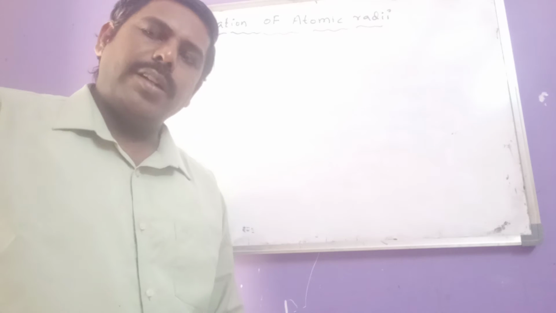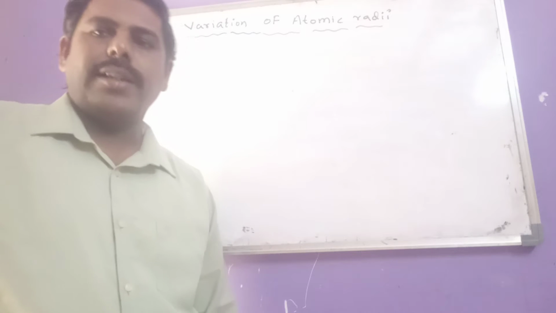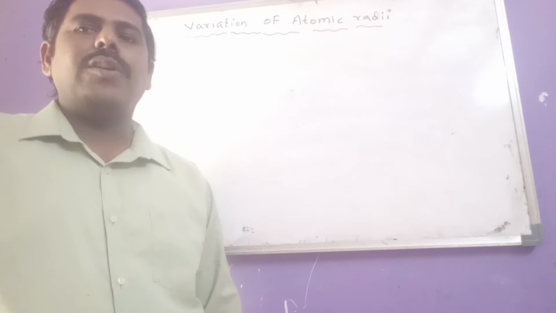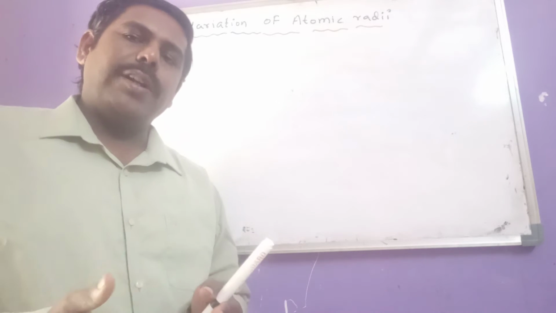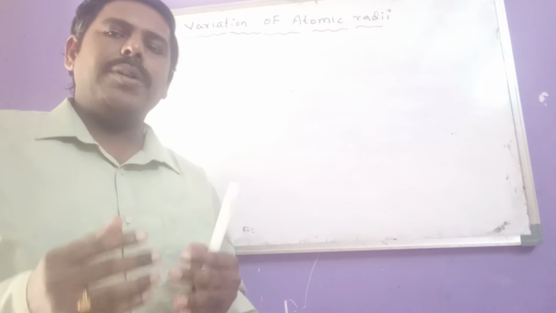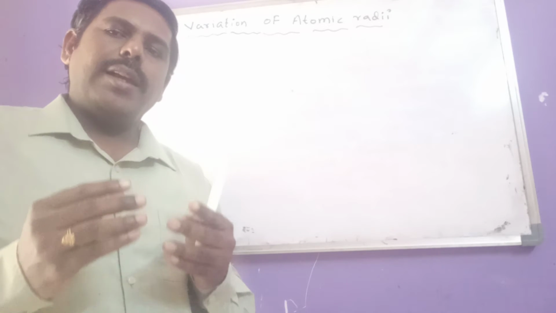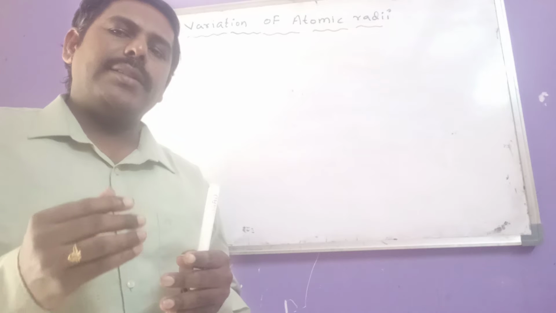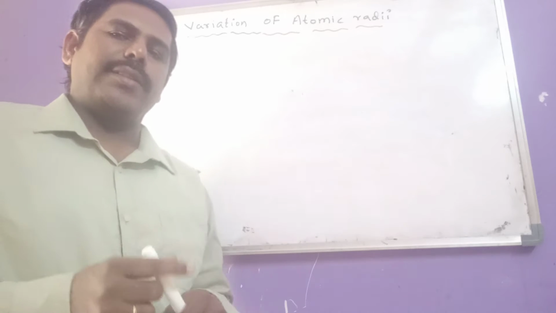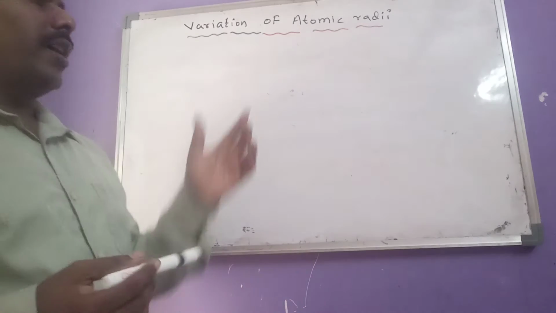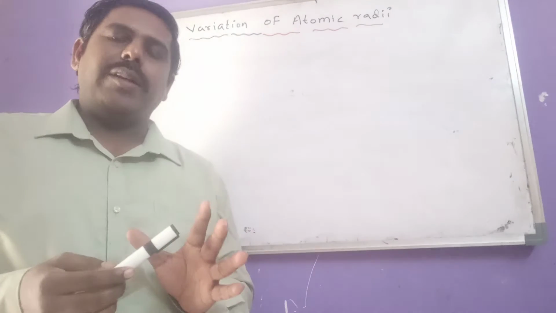Hello to everyone. In this video, let us discuss variation of atomic radii. That means variation of atomic radius in a group, in a period, and in transition elements, and also in inner transition elements. So let us see here. First, already we know the definition of atomic radius.